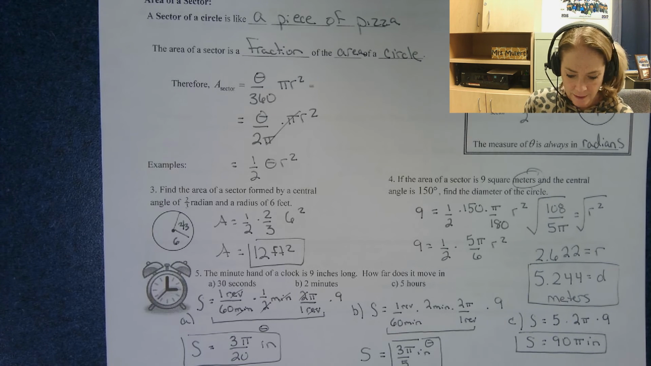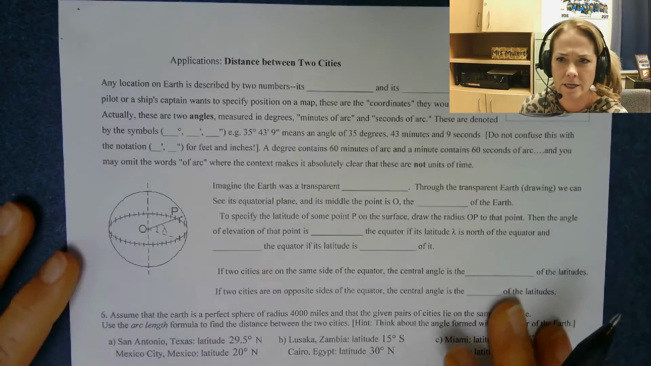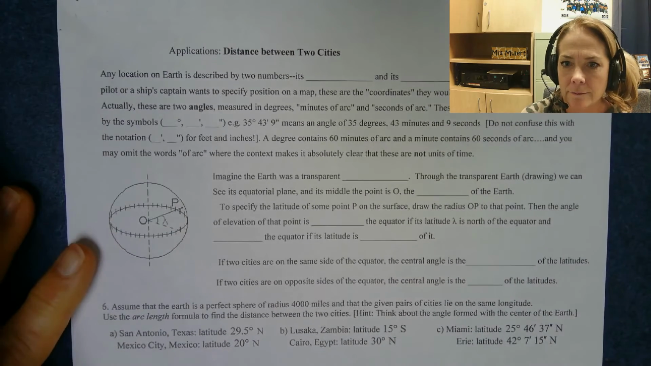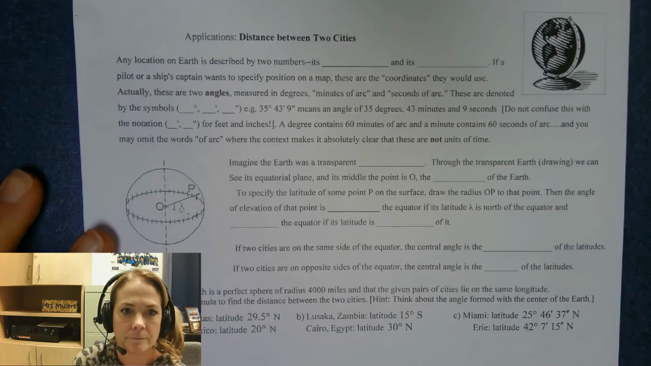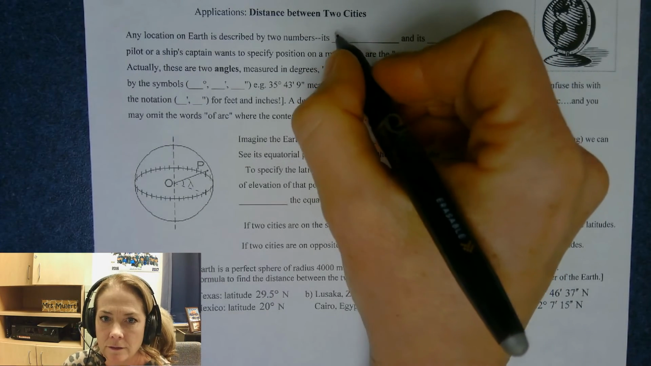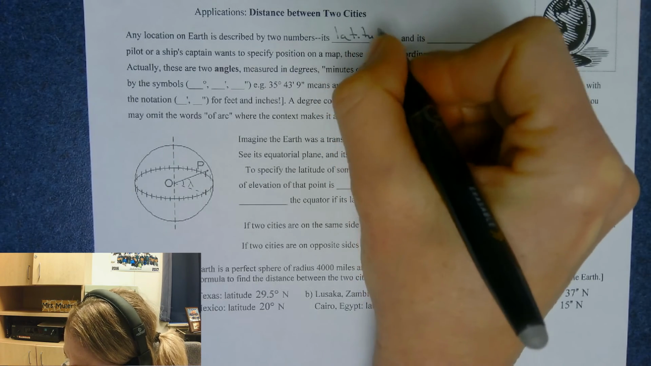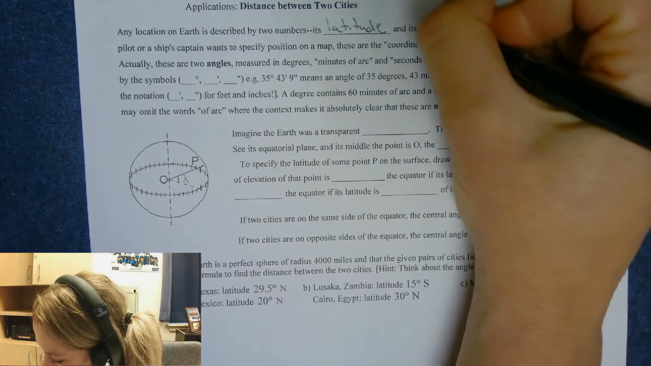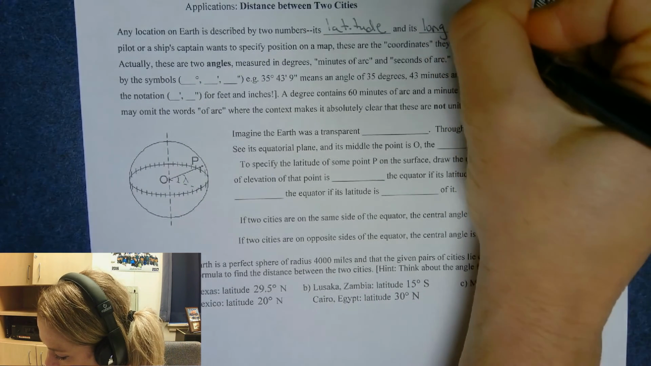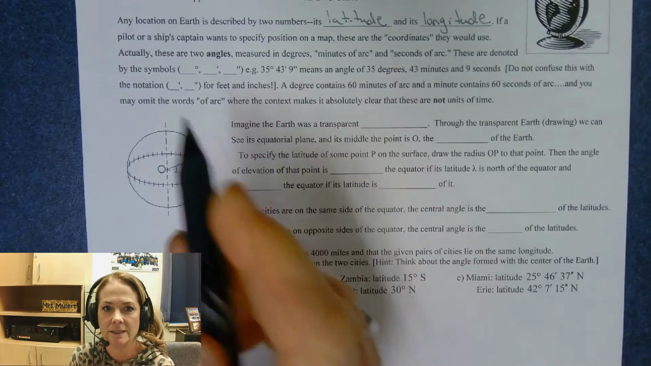Okay, let's move on to distance between 2 cities. All right, so any location on Earth can be described by 2 numbers, kind of a horizontal and a vertical. So latitude and longitude. Okay, and so we're going to be looking for the distance between 2 cities.